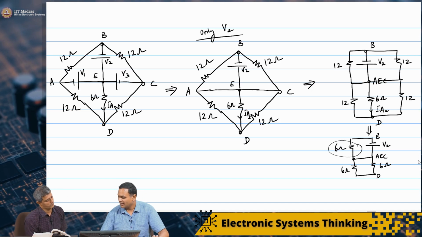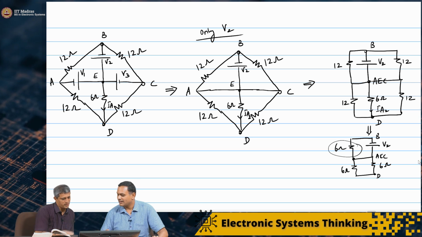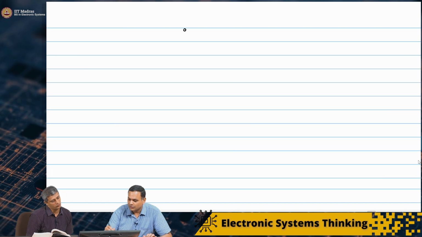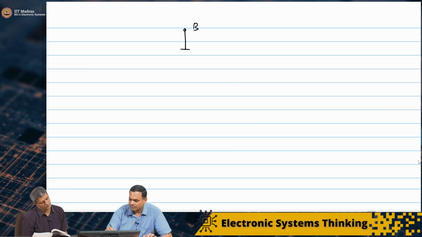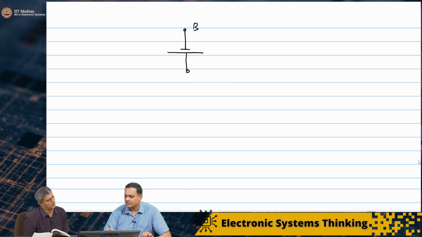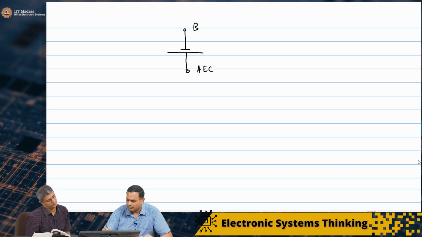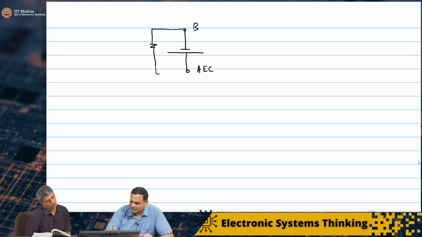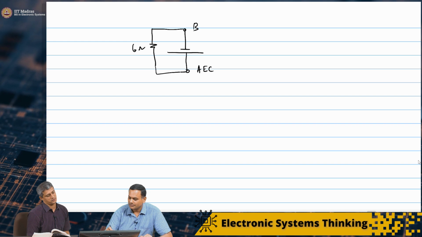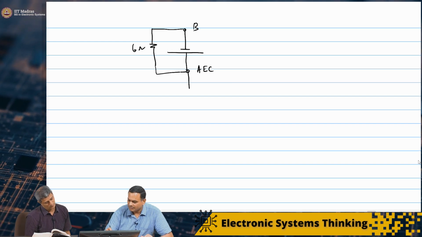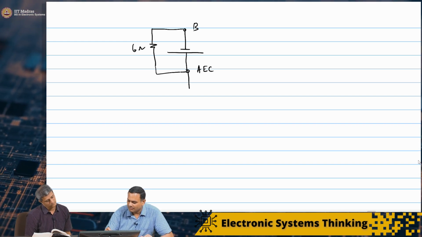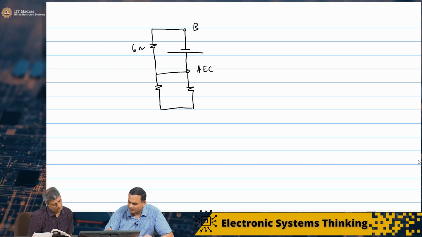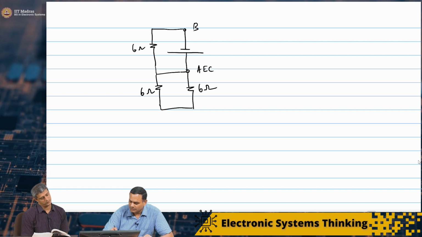Maybe I'll make a copy of this there, and draw it a little bit bigger because it might help. So I have B. This is my AEC node, and this is my upper 6 ohms. We'll just draw it the same way we drew it down there, which is 6 ohms and 6 ohms.